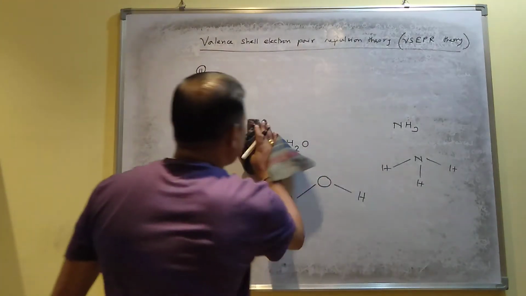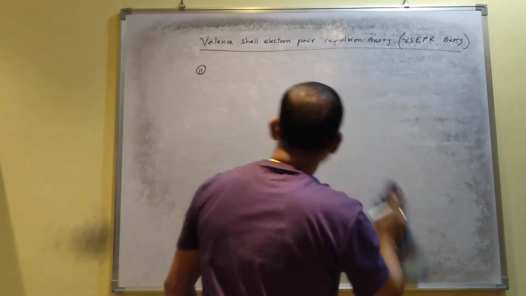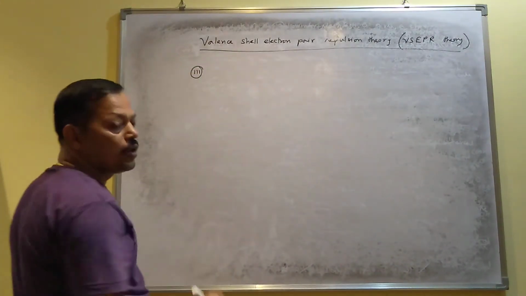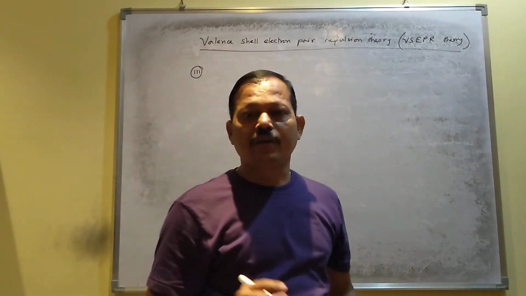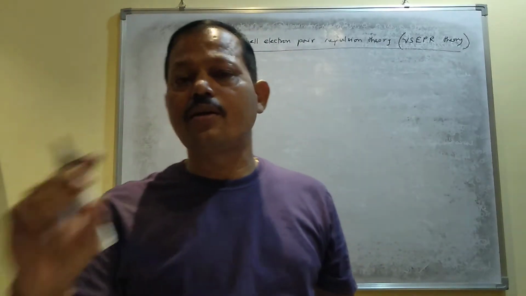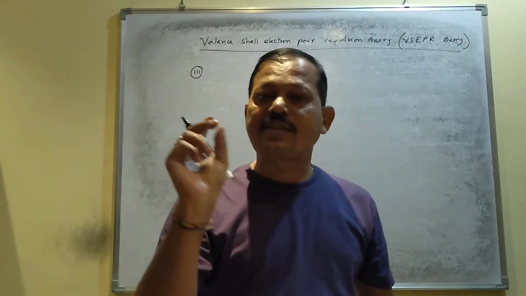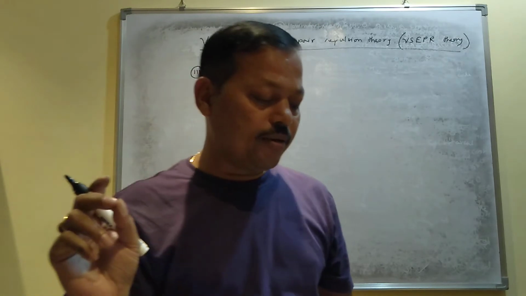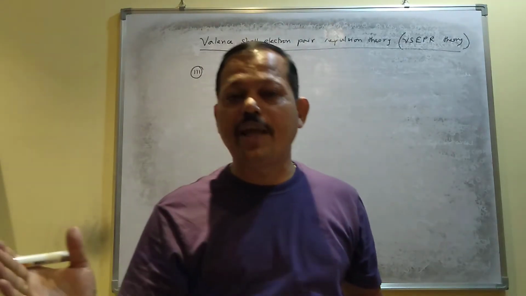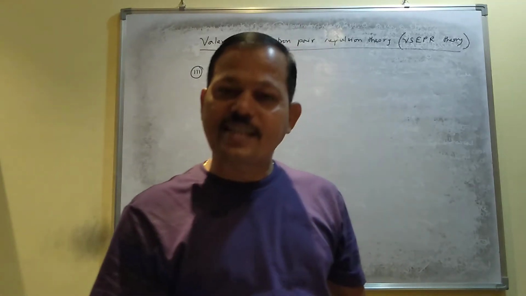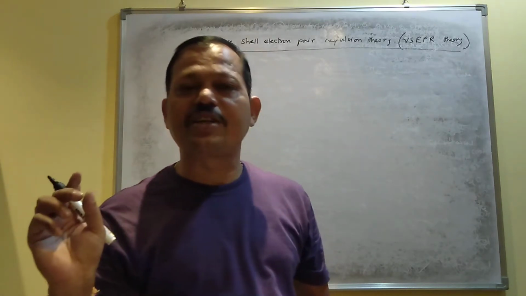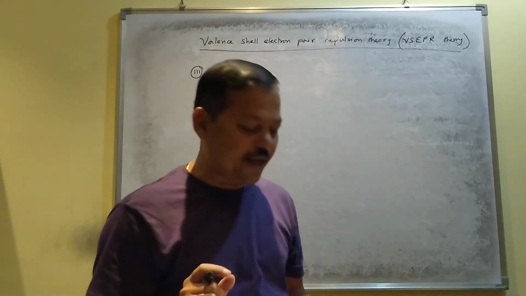Number 3 point. Now I will tell you about number 3 point. When a central atom is linked to similar atoms and surrounded by only bond pairs of electrons, then the repulsion between them is similar, and as a result you will get the regular shape or symmetrical shape. Have you got what I am saying?